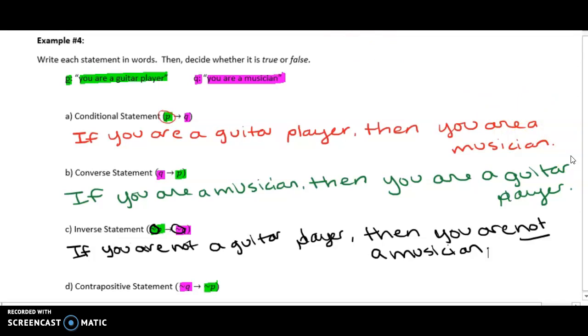All right, last but not least, contrapositive. Okay, not Q implies not P. So if you are not, my Q is you're a musician. So if you are not a musician, comma, then my not P, you are not a guitar player.